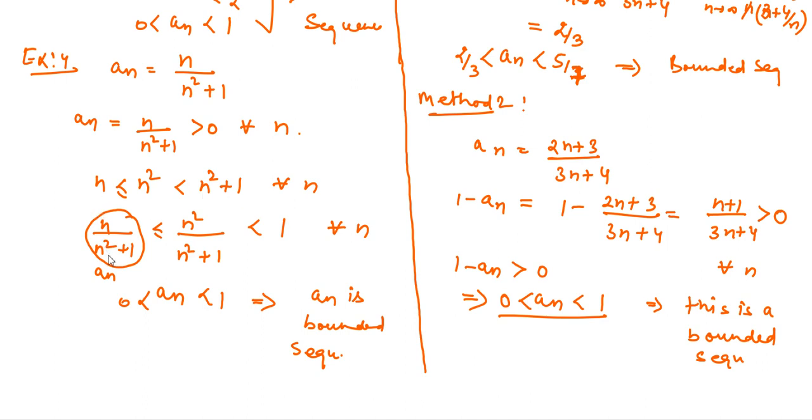Now what we'll do, we'll divide by n square plus 1 in this inequality. Okay, so we have n upon (n square plus 1), n square upon (n square plus 1), and this becomes 1. Now the first term, this n upon (n square plus 1) is an. Okay, so an is less than 1 and an is greater than 0. So here an is a bounded sequence. So we have found bounds for the sequence, which shows that it is a bounded sequence.